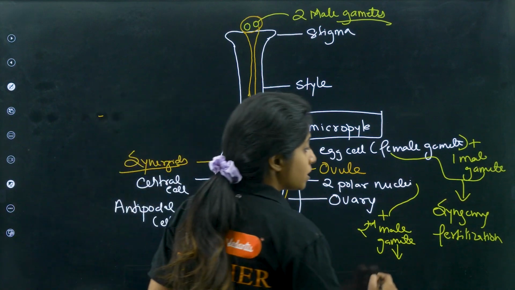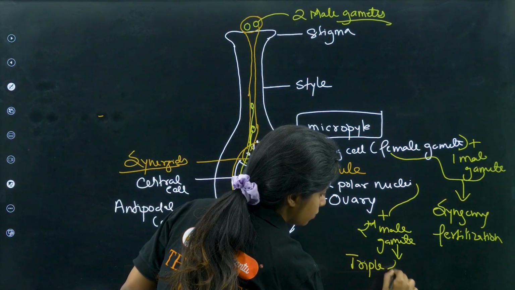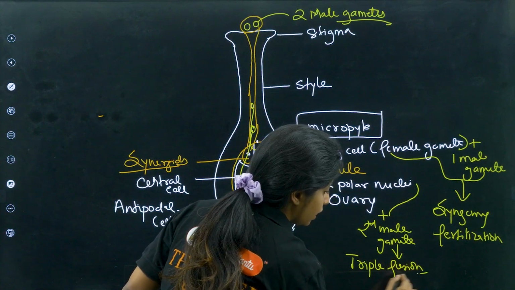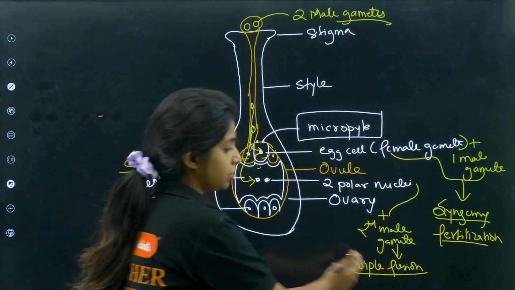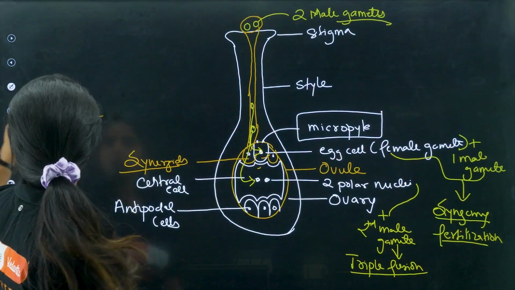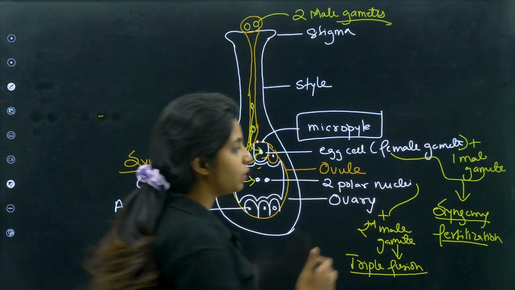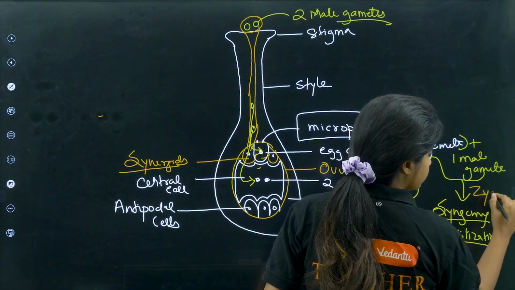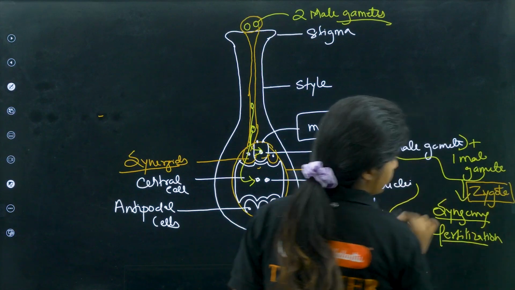What do you call this process? You call this triple fusion, because 3 nuclei are coming and fusing together. So this is known as syngamy, this is known as fertilization, this is known as triple fusion. Now one very important thing: when the male and the female gamete fuse, what is the product? What is being formed? Zygote. This is the main guy that is being formed.